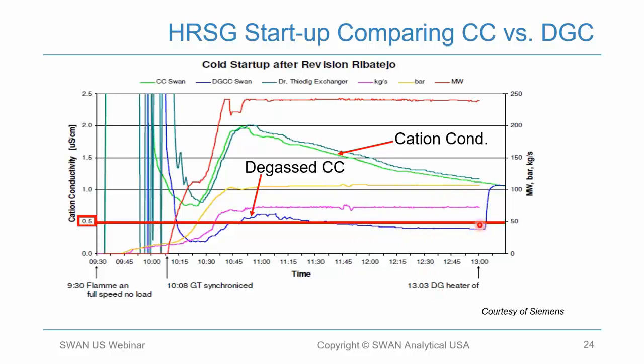And you may wonder why the degassed conductivity increased to the value of the cation conductivity here. Well, just to show that the degassed conductivity was working properly and measuring accurately, the reboiler was powered off. Therefore, it's no longer degassing. As you can see, then the conductivity matched the regular cation conductivity because it's no longer degassing.